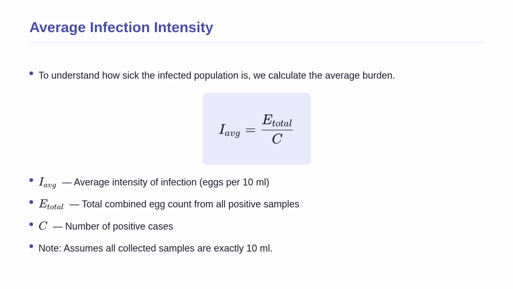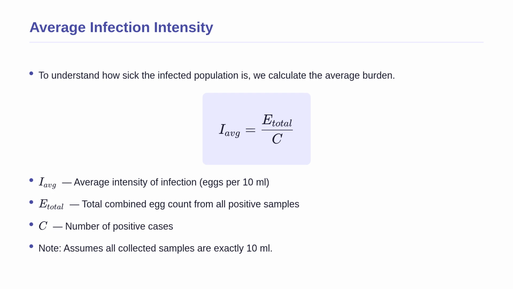Knowing that 37.5% of the children are infected is helpful, but we also need to know how severe their infections are. This brings us to the average infection intensity formula. Conceptually, we are pooling all the parasites found and distributing them evenly across the sick children to find the typical burden. I represents this average intensity.